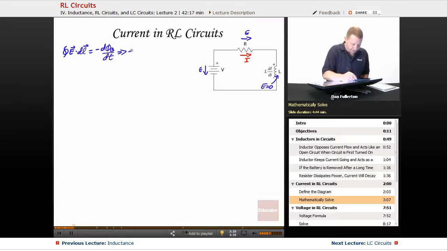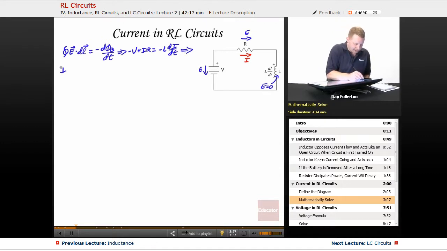So minus V plus IR equals, and we know that d phi B dt is just going to be minus L di dt. We showed that in our last lesson. So that's how we set up our equation to get going here.